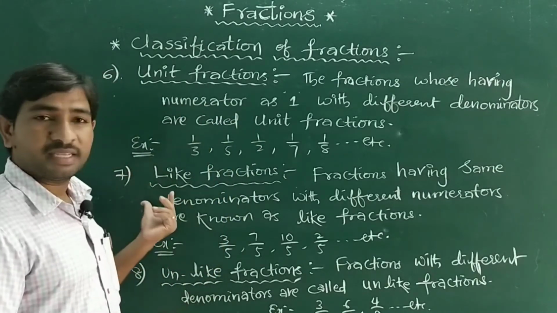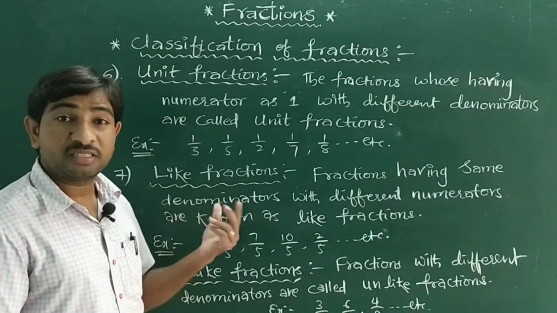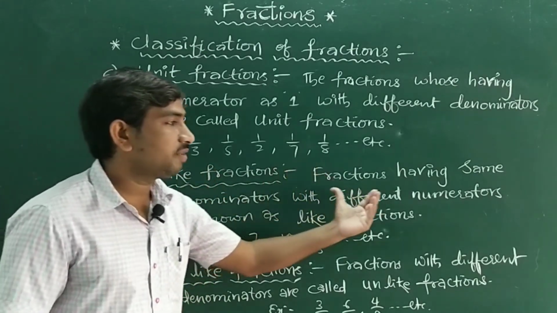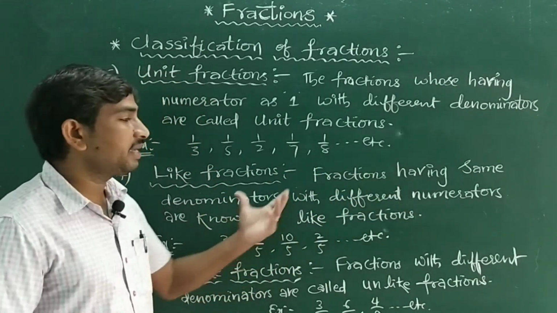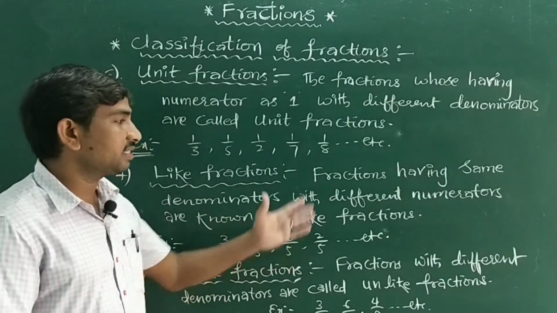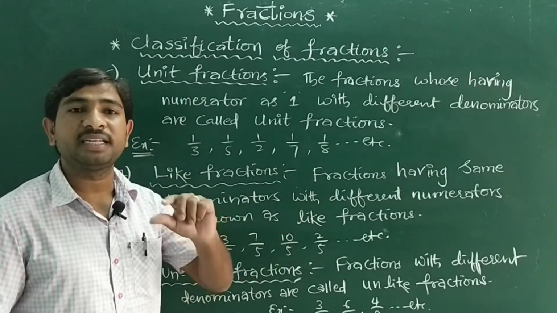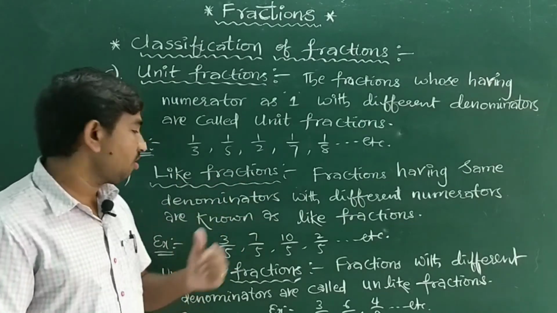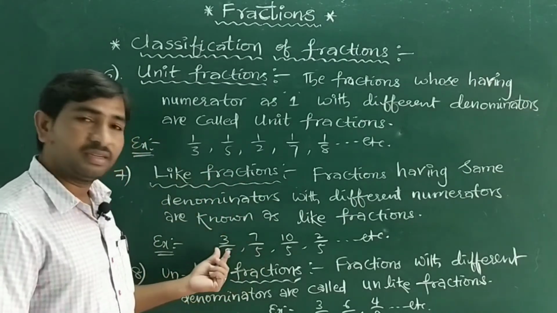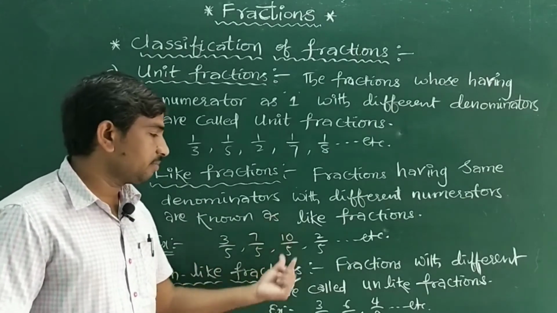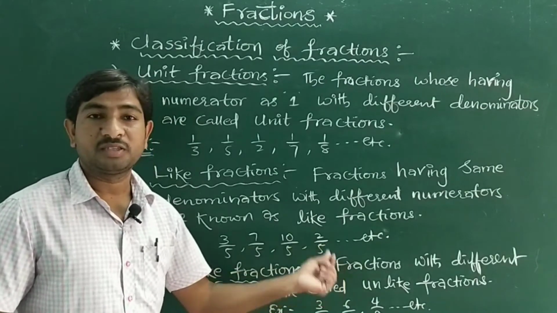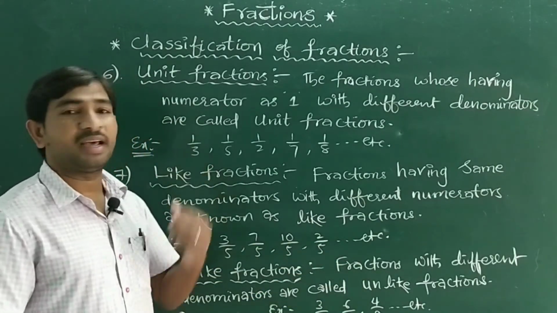Now the seventh one is like fractions. This is the most important and it is very useful. Fractions having the same denominators with different numerators are known as like fractions. For example, 3 by 5, 7 by 5, 10 by 5, 2 by 5. If you observe, all the denominators are the same. Such fractions are called like fractions.